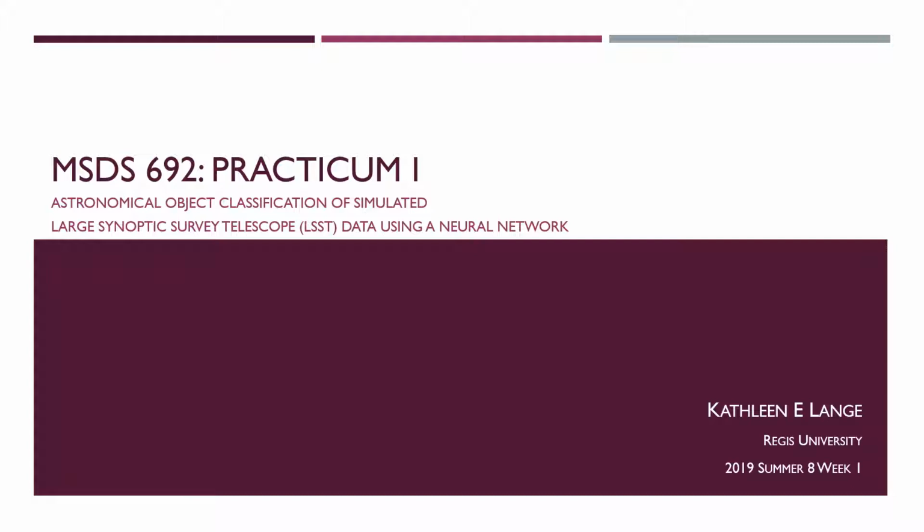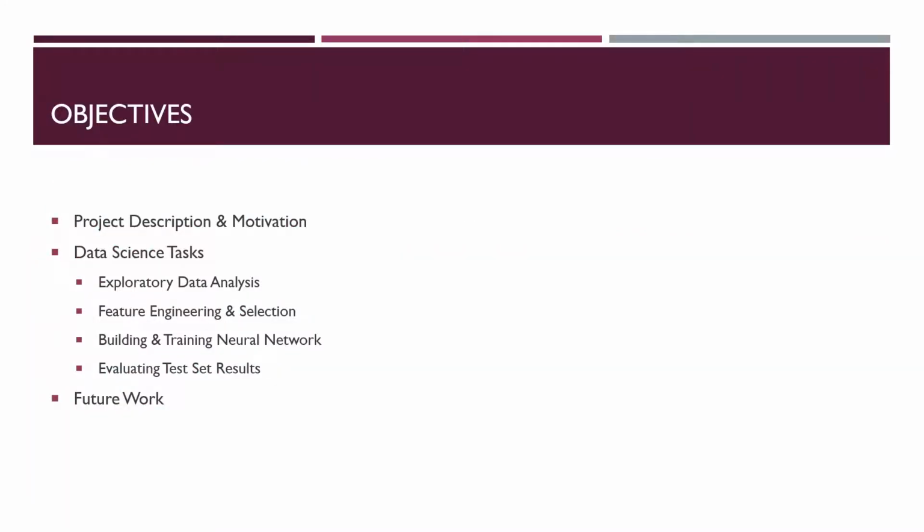This presentation will detail my Practicum 1 project, which is entitled Astronomical Object Classification of Simulated Large Synoptic Survey Telescope Data Using a Neural Network. Throughout this presentation, I'll discuss the project description and motivation for why I chose it, and then I'll go through all of the data science tasks that I completed, and then I'll conclude by looking at some future work and how I could have made improvements.